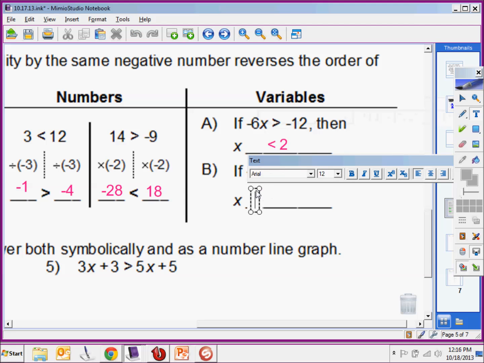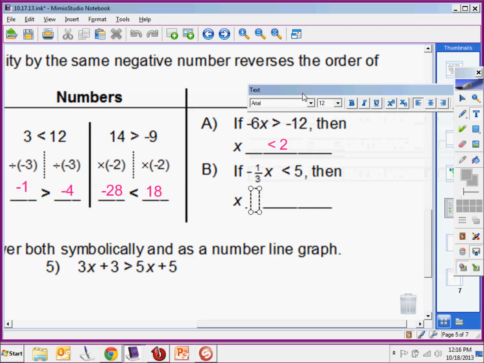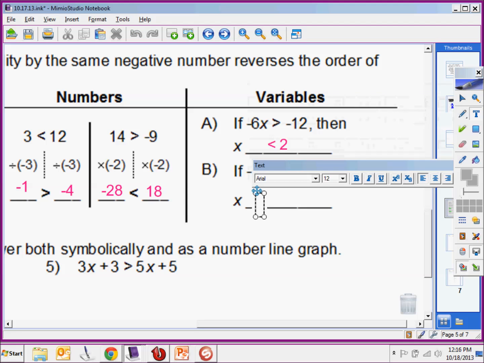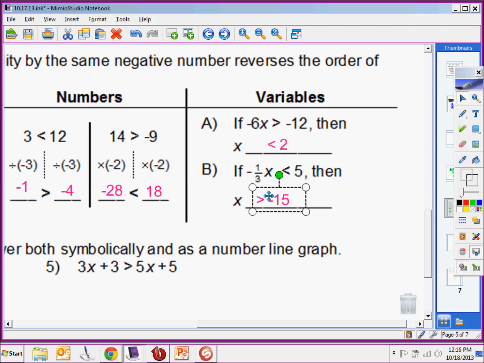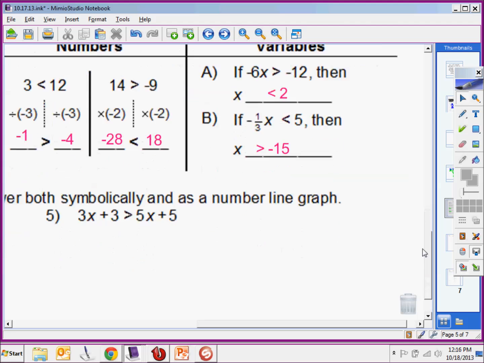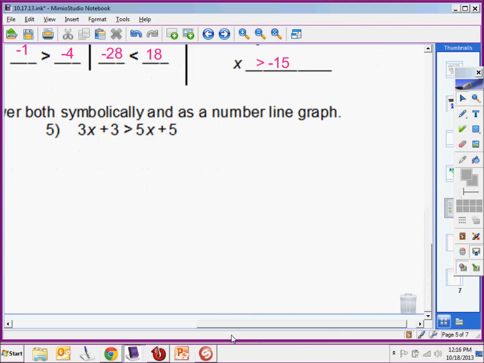What's going to happen here? Multiply by -3. And what do I get? x is greater than negative 18. There we go. Do we see it? Yes. All right, that is your summary of the basics of inequalities.